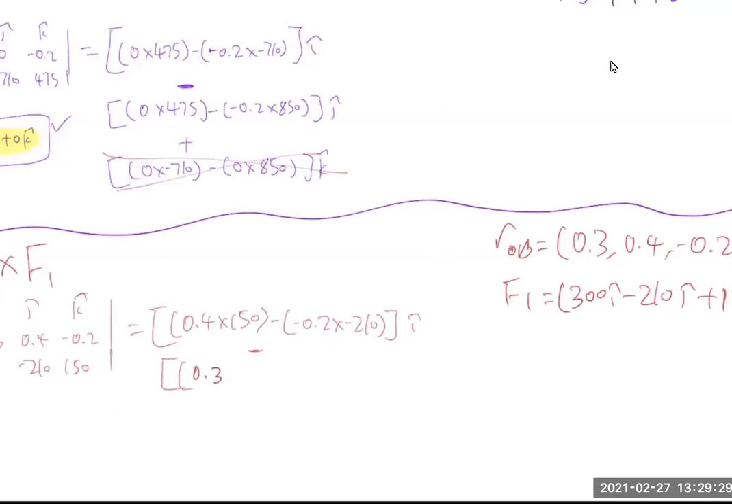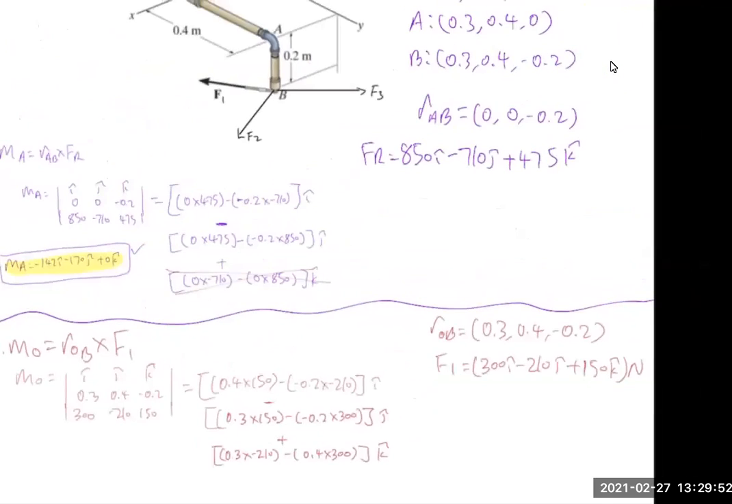For J, so 0.3 multiplied by 150 minus negative 0.2 multiplied by 300, J plus K, 0.3 multiplied by negative 210 minus 0.4 multiplied by 300. Okay, and then putting in the calculator, I got MO equal to 18I minus 150J minus 183K. Okay, and then I have the moment at the origin in vector form.